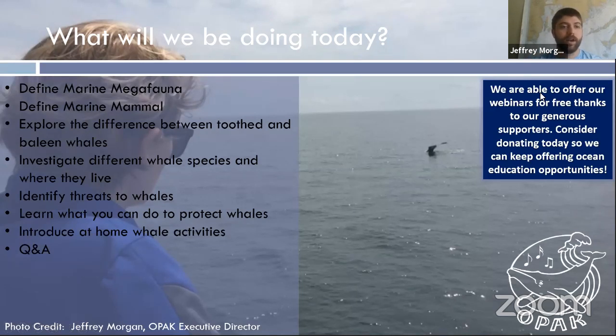Today's workshop is going to be all about marine megafauna, specifically our whales. We're going to learn about what a marine mammal is. We're going to explore some of the differences between toothed and baleen whales. We're going to talk about some specific species like humpbacks and sperm whales. We're going to identify some threats to whales in the ocean. And we're also going to learn what we can do to protect these wonderful species. And then I am going to talk about some activities that you can do at home to keep learning about whales. And then we are going to have a Q&A at the end of this broadcast.